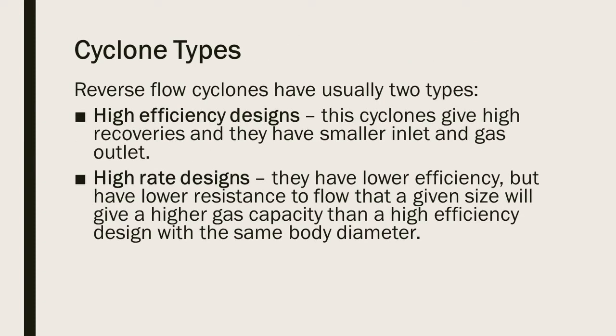Cyclone types. Reverse flow cyclones have usually two types. We have the high efficiency designs and the high rate designs. For high efficiency designs, these cyclones give high recoveries and they have smaller inlet and gas outlet. However, for high rate designs, they have lower efficiency but have lower resistance to flow, so a given size will give a higher gas capacity than a high efficiency design with the same body diameter.